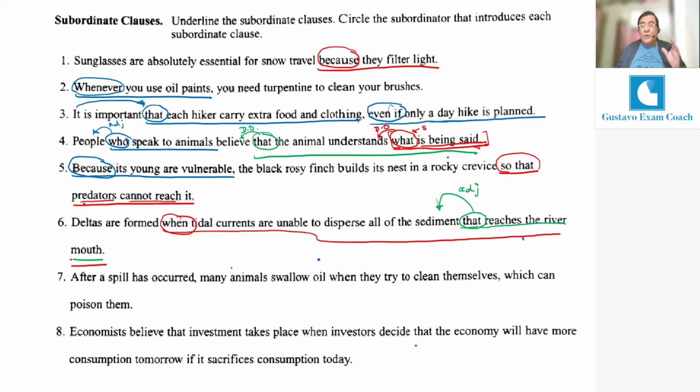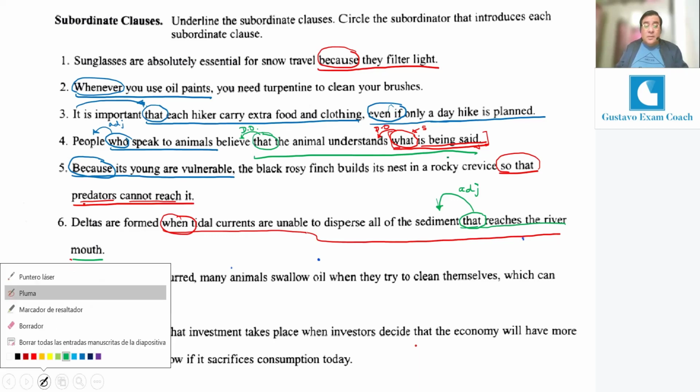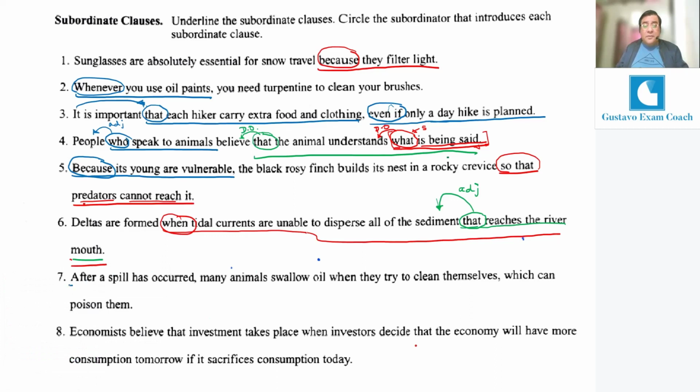After a spill has occurred, many animals swallow oil when they try to clean themselves, which can poison them. Okay, the first one is noticeable because of the word after. A spill has occurred. Okay, so that's a clause. After signals it is a subordinate clause. Then we have the independent clause. Many animals swallow oil.